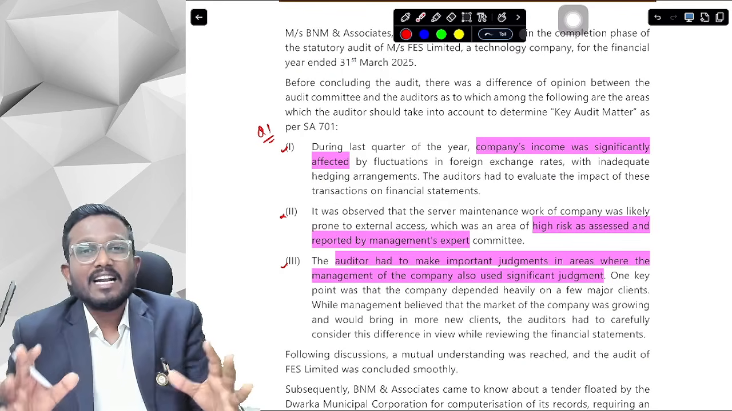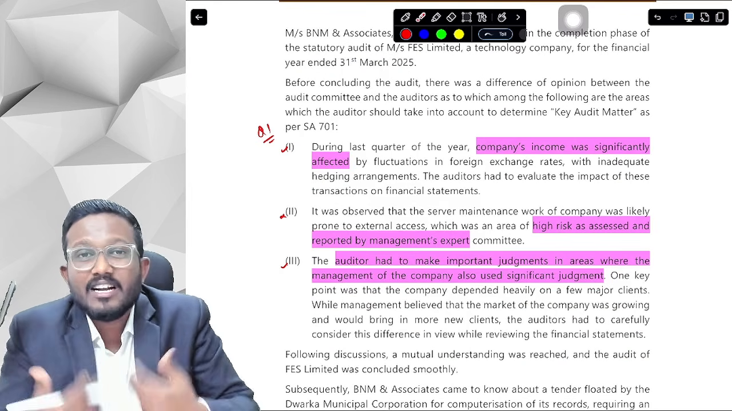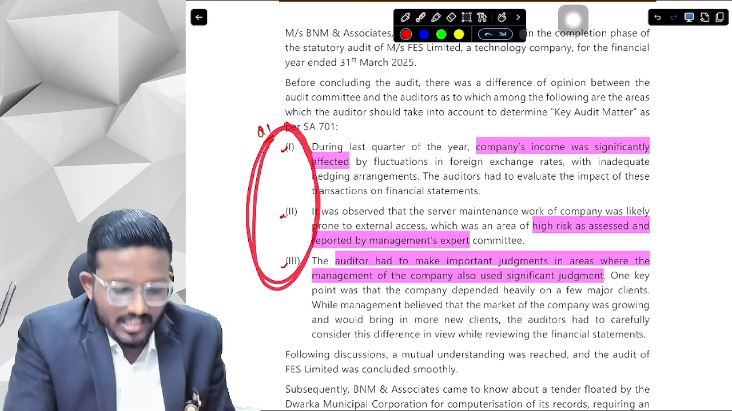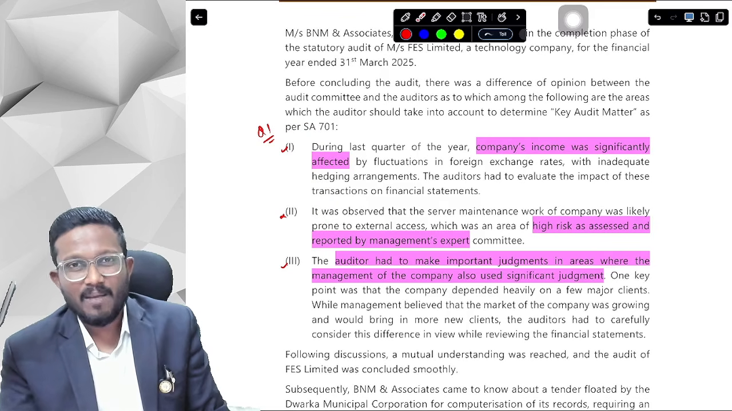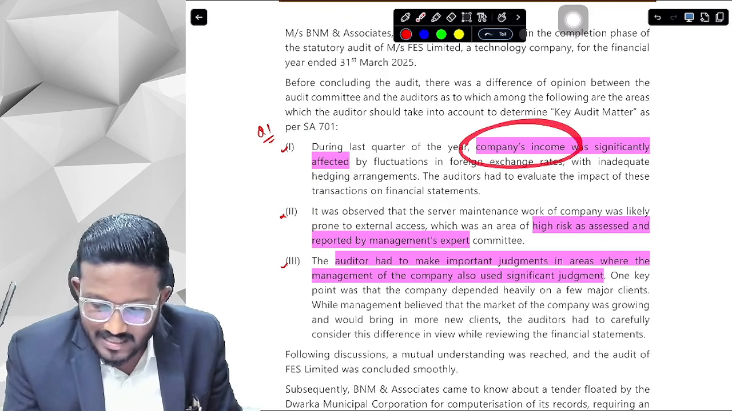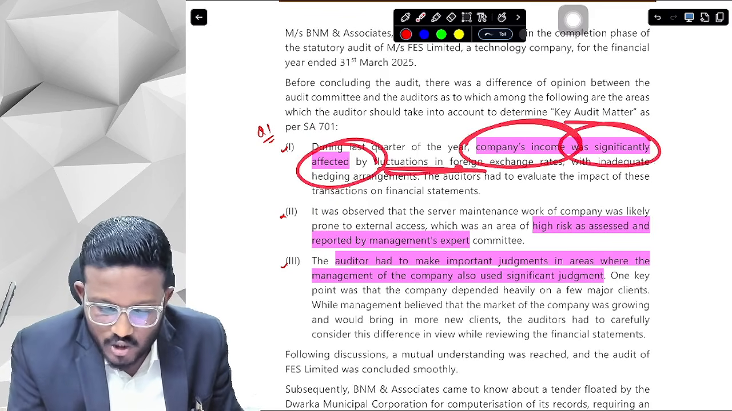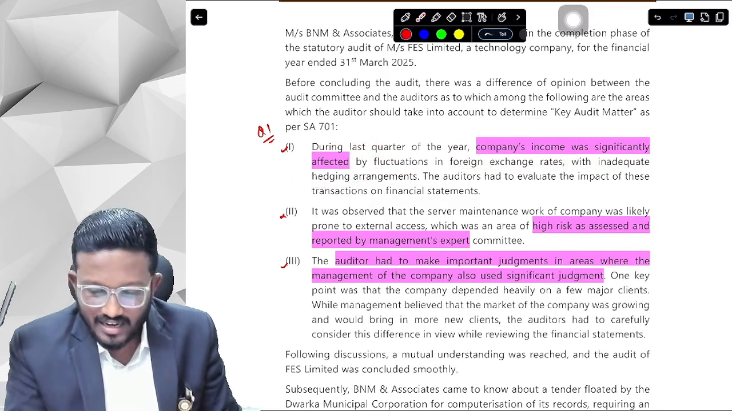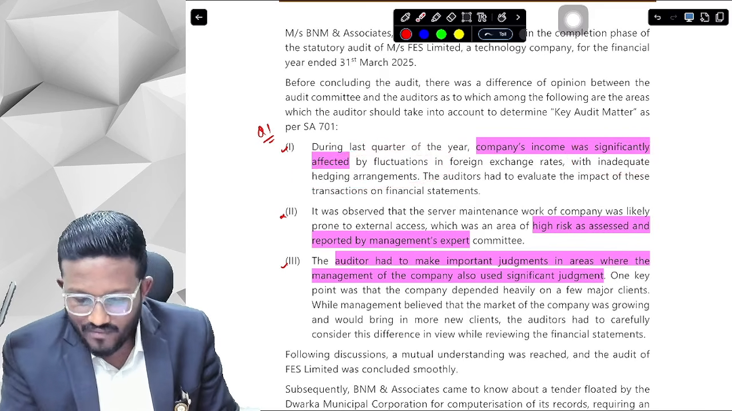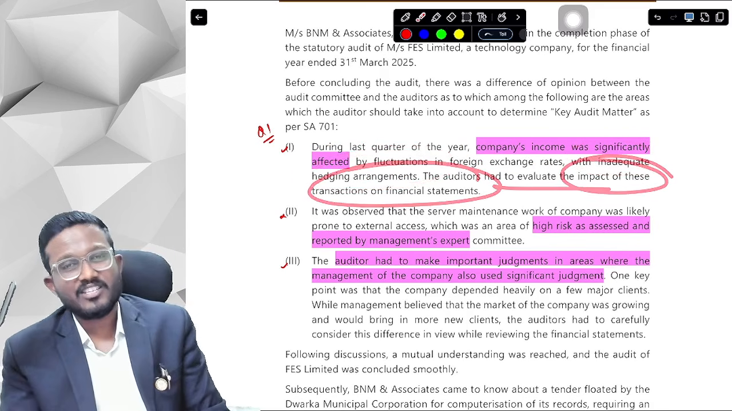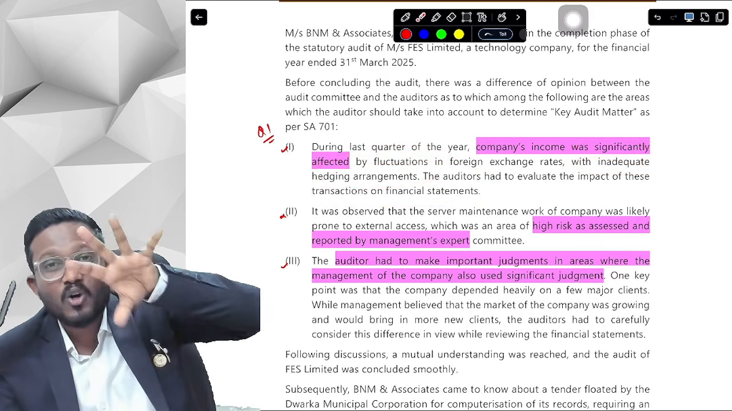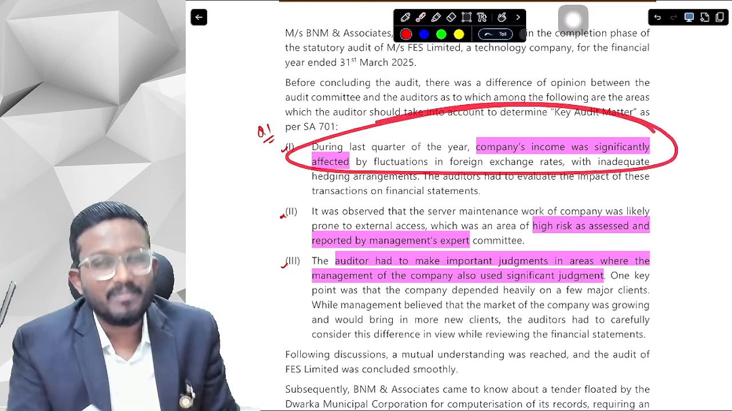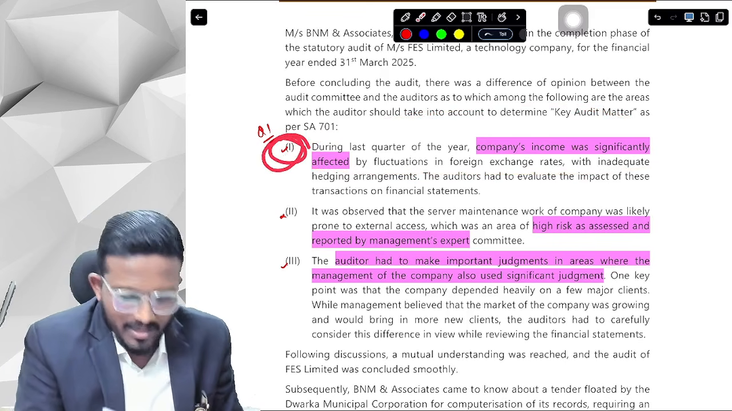Okay, we need to identify what are the matters that we need to consider while determining CAM. Here there are 3 matters and we need to determine whether we consider these matters while determining CAM or not. The first matter is that the company's income was significantly affected by fluctuations in foreign exchange rates with inadequate hedging arrangements, and we need to evaluate the impact of these transactions on the financial statements. Since there was a significant impact of the events or transactions on our financial statements, this will be determined as a CAM. So yes, this will be determined as a CAM.